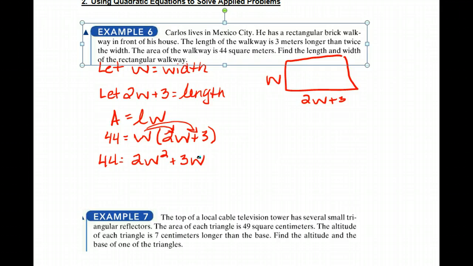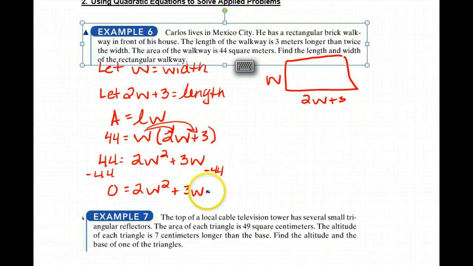We're following the order of operations. We've now created a quadratic equation, and we should be thinking, I should get my quadratic equation into standard form. To do so, we want to subtract 44 from both sides. 0 equals 2W squared plus 3W minus 44.